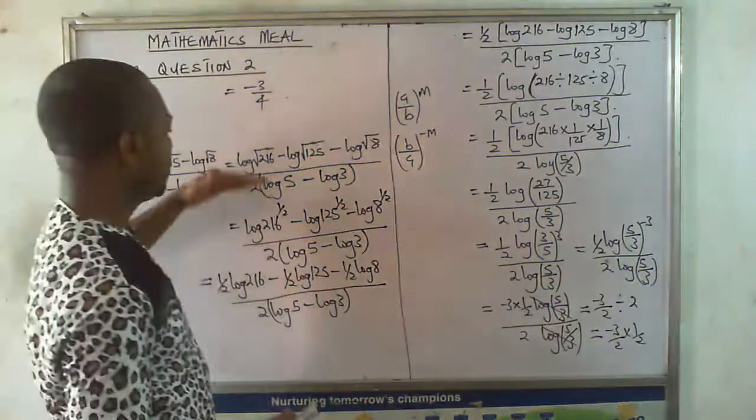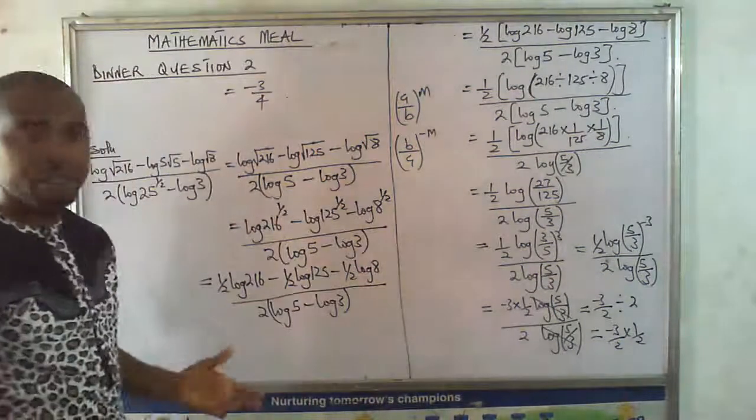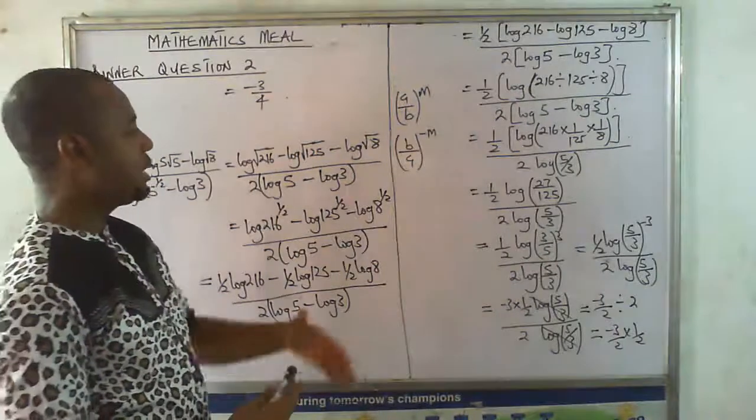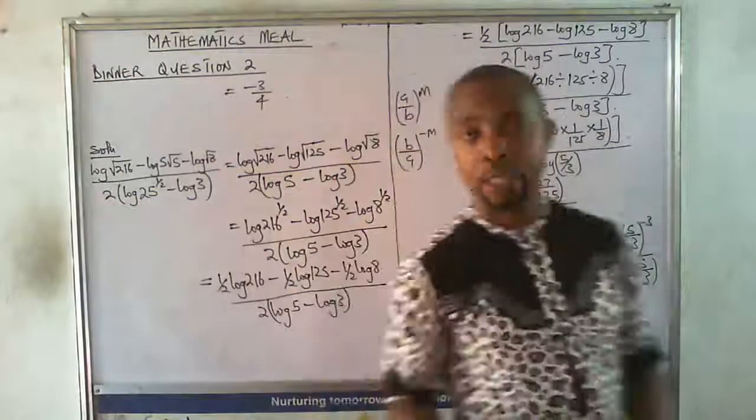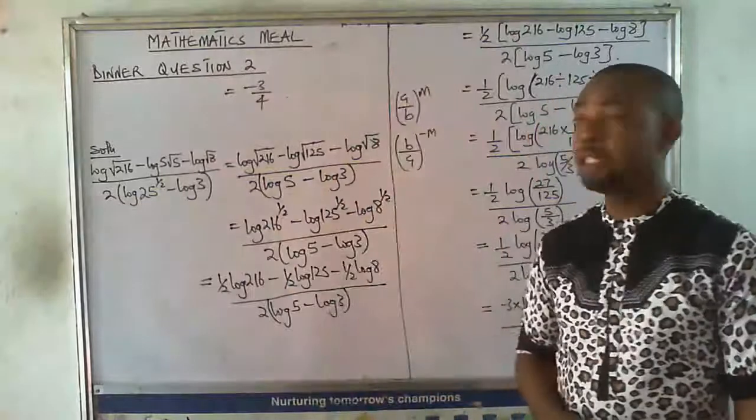Now, one can still use other means, other methods, provided it is stepwise and also acceptable. All right, that's all for our dinner question 2.